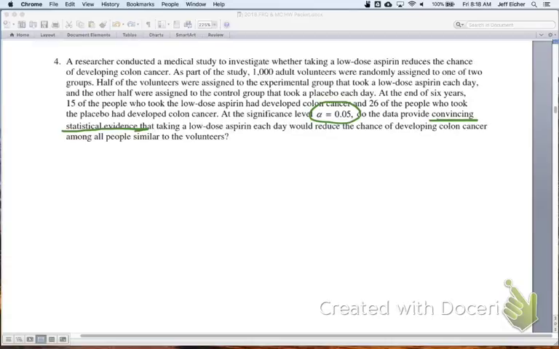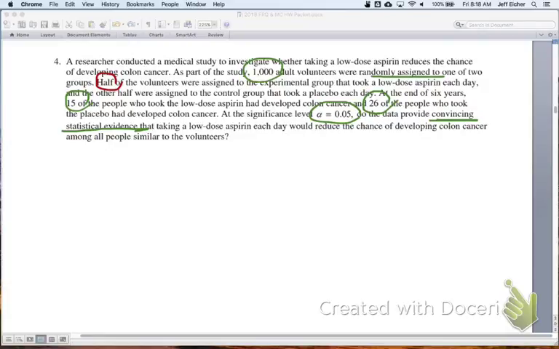And also just noticing, it looks like I have a count of 26, a count of 15, and then a total sample size. Oh, and I have random assignment. These are all important things. It might help you on your test to circle the really important things. Also important that 1,000 volunteers, half of them were put into one group, half in the other group. So this tells me a lot of information.